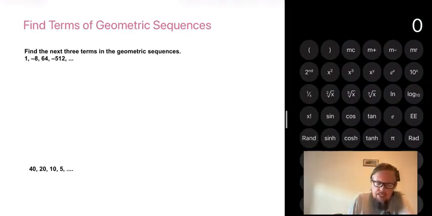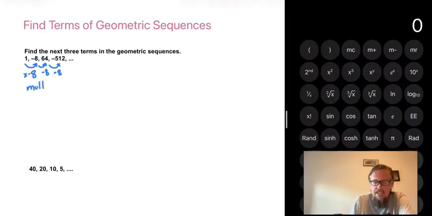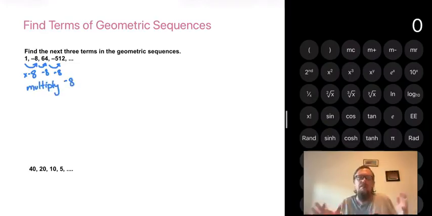So in this first one, we can see to get from 1 to -8, we of course multiply by -8. And we can verify that this is true across the board. 64 divided by -8 is -8. And if you wanted to do this in the most difficult way possible, -512 divided by 64 is also -8. So this is being multiplied by -8 every time. And that's the reason why the signs are flipping from positive to negative and positive to negative, is because we're multiplying by a negative every time.